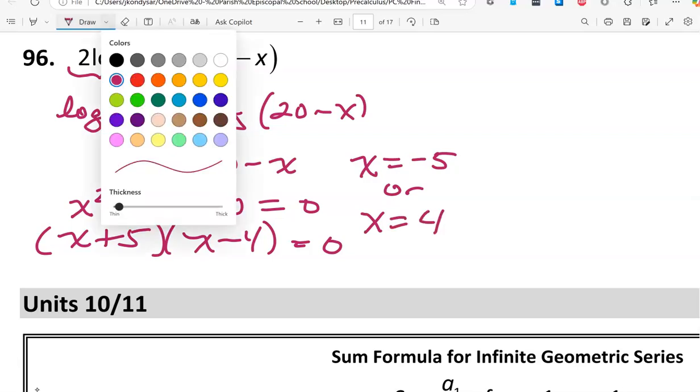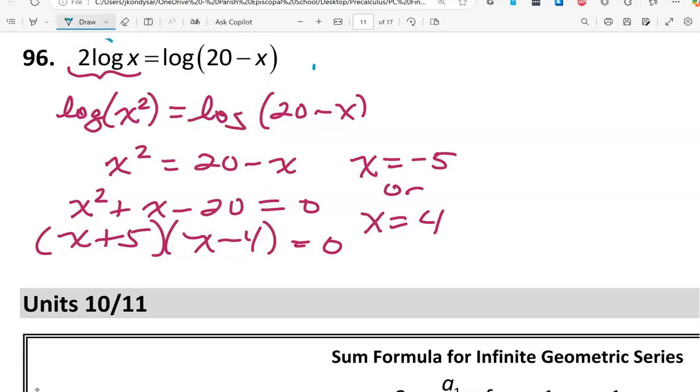The -5 is going to give us in the original equation here 2 times the log of -5, which is the log of a negative number. That's not valid because it's not defined. And on the right side, it would have given us log of 25, which is valid. So we'd have an undefined number equal to a defined number. And x equals 4, however, will give us logs of positives on both sides, so it's a valid solution.